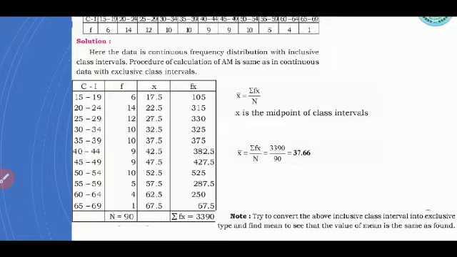For practice sake, you can practice by taking different values of assumed mean and solve, and let me know if you all have doubts.